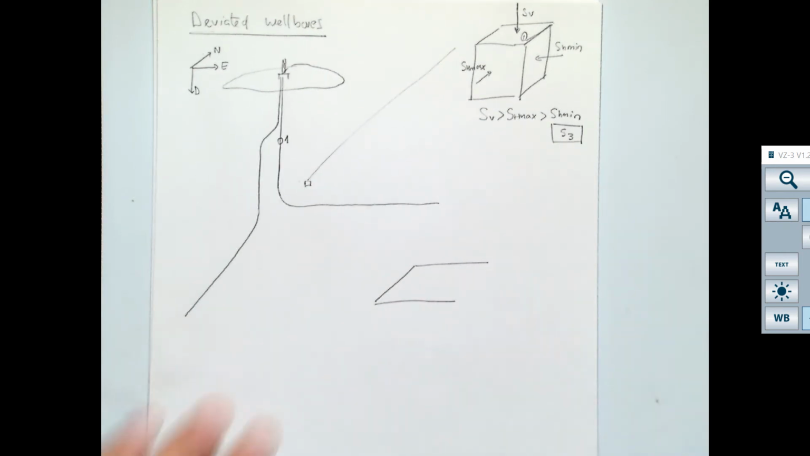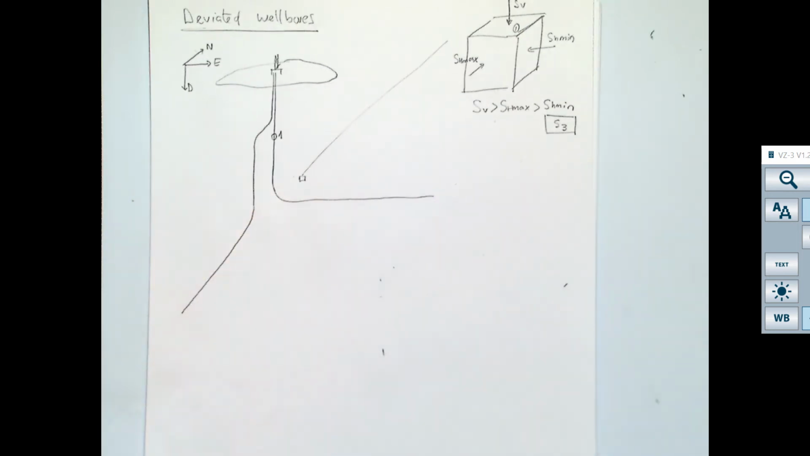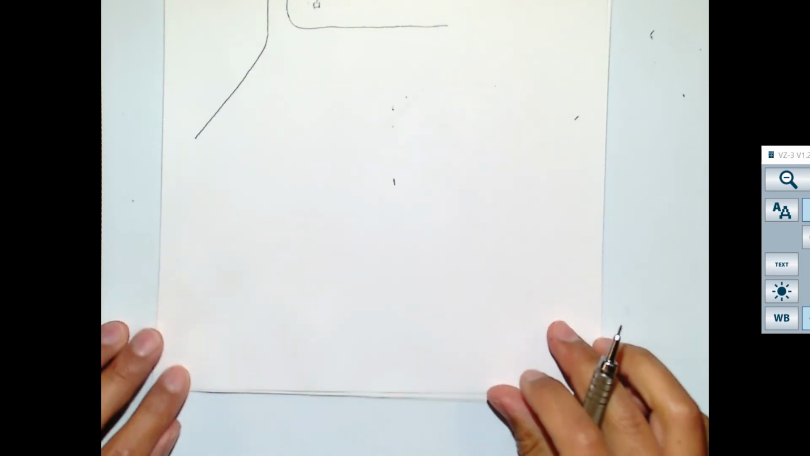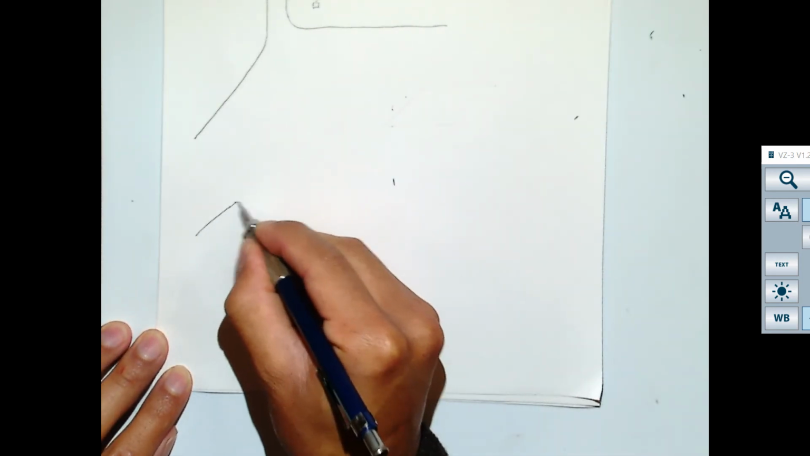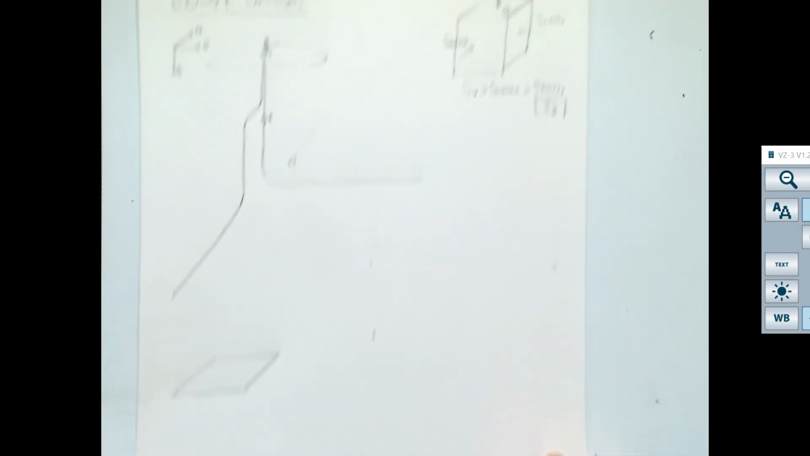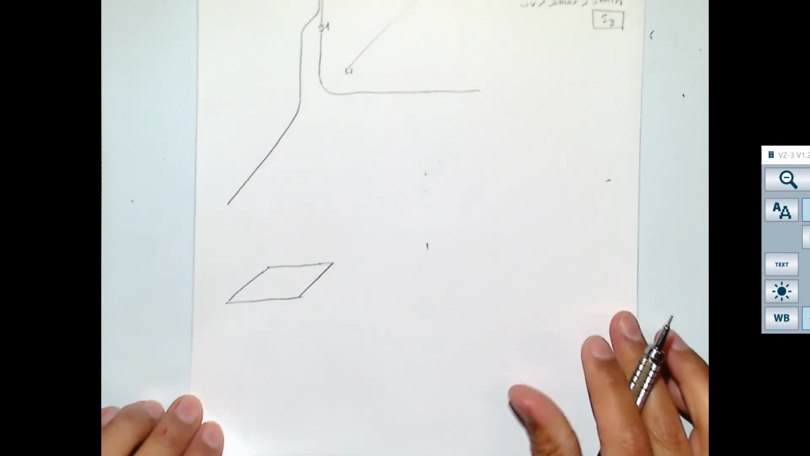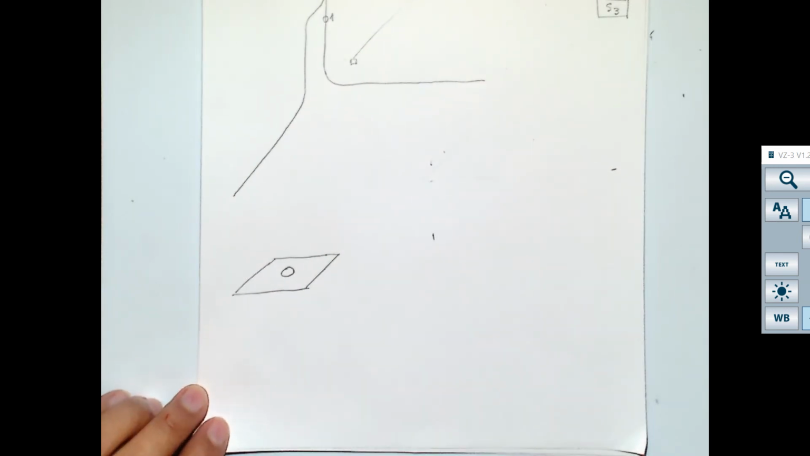Well, let me be a little bit more organized here. I'm going to draw everything from left to right. I just have to move a little bit over here. So I'm just drawing the top face of that cube over here. This is going to be the wellbore, the cross section of the wellbore in that plane.